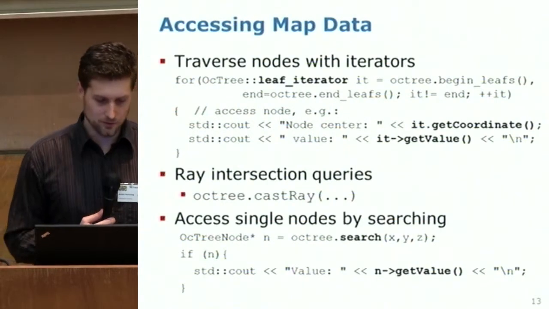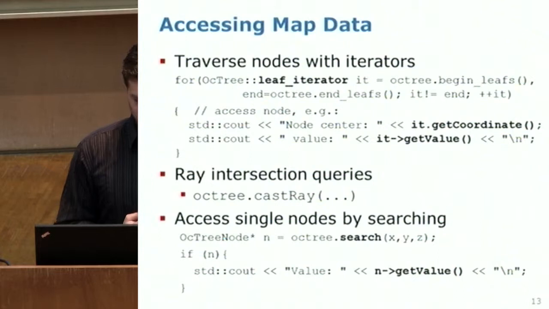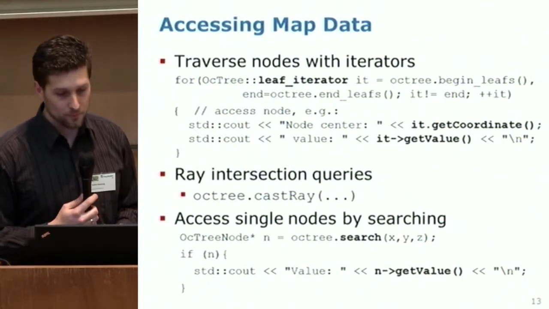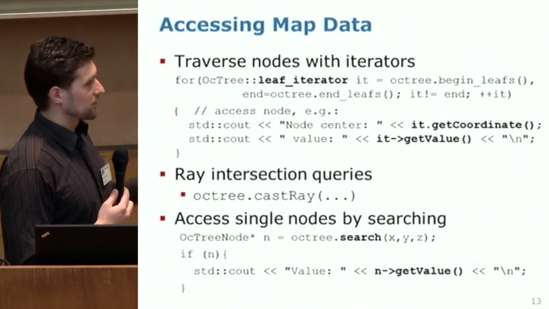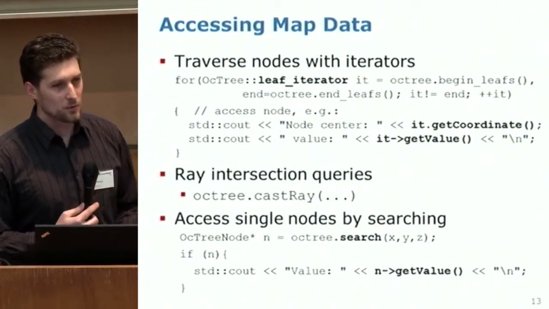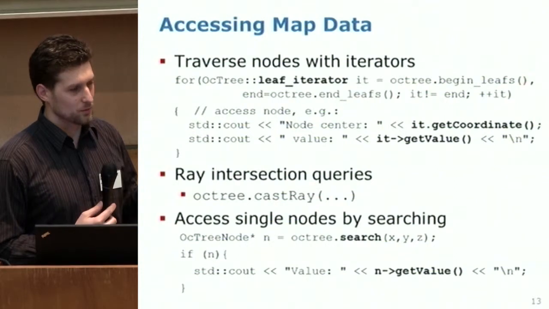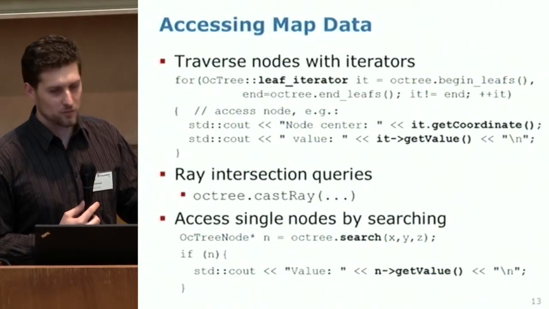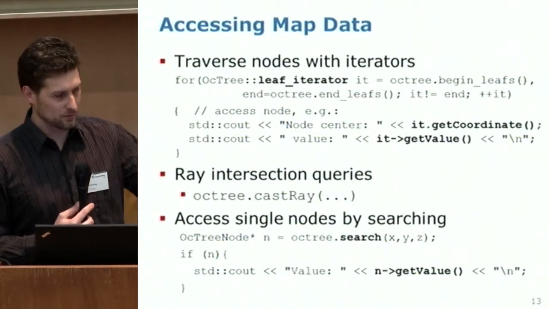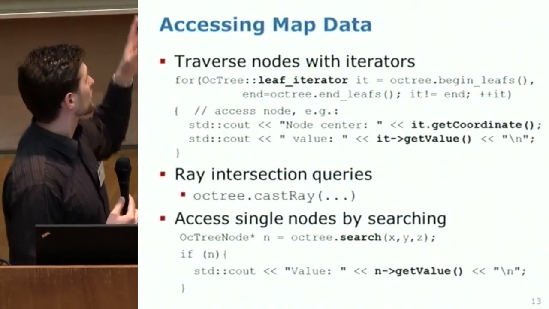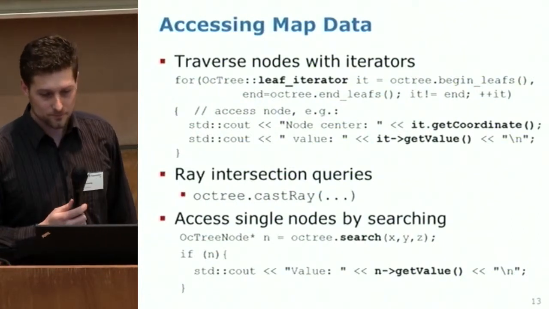Finally, as a second example for accessing data, we have ray intersection queries. This is essentially raycasting on a built map, which is useful for visibility queries, but also for localization, where you have a range sensor and you want to check from this position how likely it is that you actually observe an obstacle over there. And you could do this with the cast ray function.